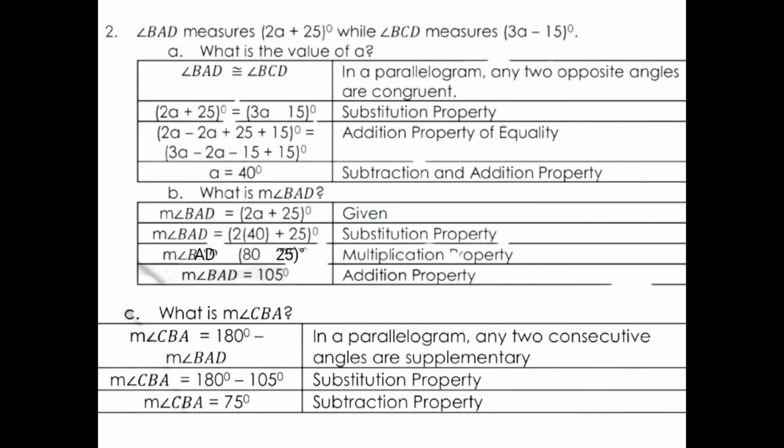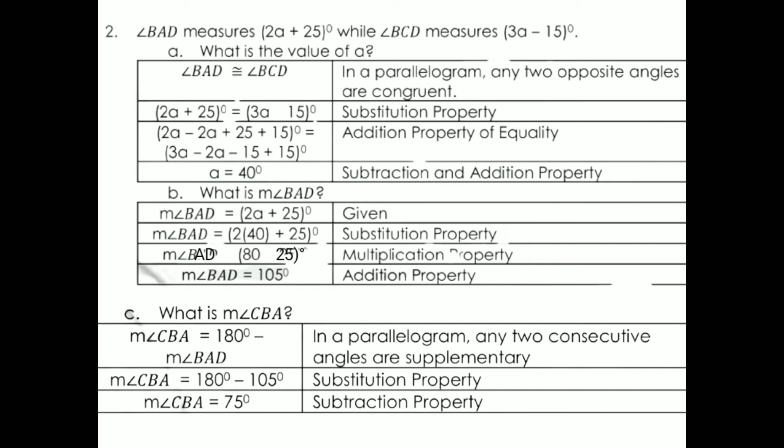So since the properties of parallelogram, two opposite angles are congruent, so yun yung angle BAD and angle BCD, so we just have to equate that para makuha natin yung value ng constant. So through substitution property, sinubstitute na natin yung given value ng angle BAD and angle BCD, which is 2A plus 25 and 3A minus 15.